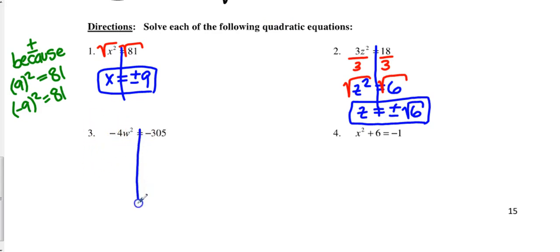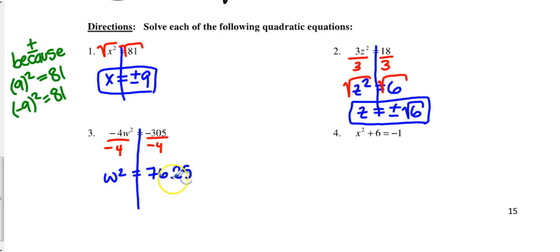Number 3, w squared is what I'm paying attention to. To get that squared term by itself, we will divide both sides by negative 4. If you haven't gotten out your calculator, go ahead and grab it, press pause. So we'll do negative 305 divided by negative 4, and we get w squared equals, negative divided by negative is a positive, so I get 76.25.